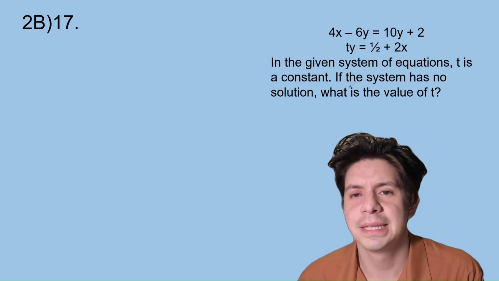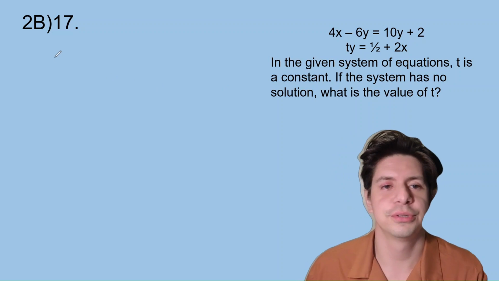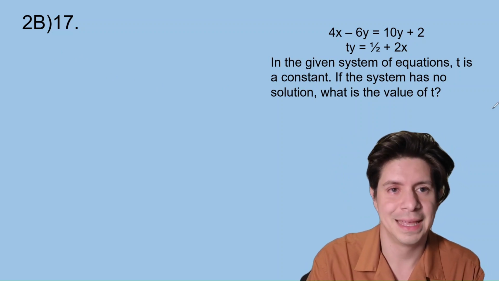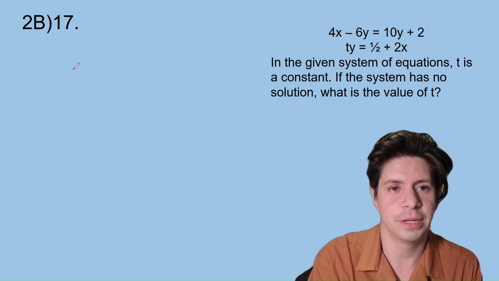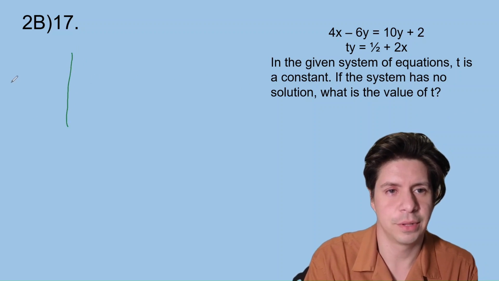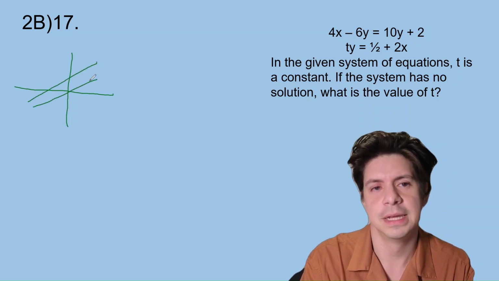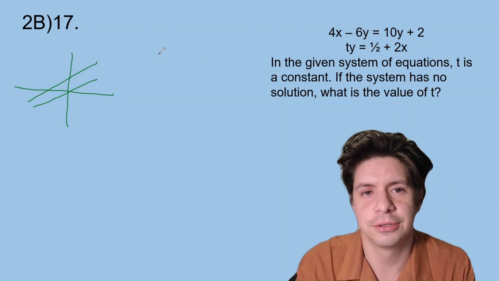Okay, so what it's telling us is that it has no solution. So let's think about that graphically. If it's no solution, then what we're talking about really is we have some coordinate plane. We have one line, and then the other line is parallel and they never cross. So what does that mean for us in terms of the equation?